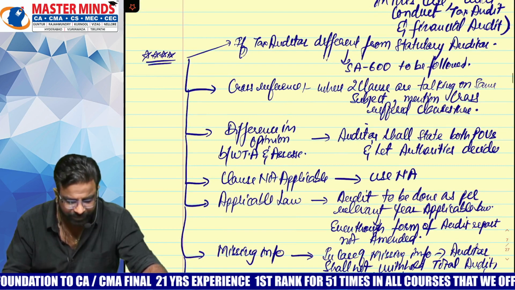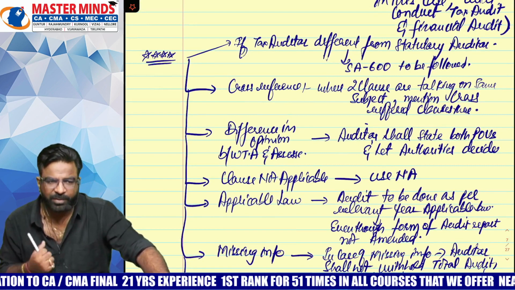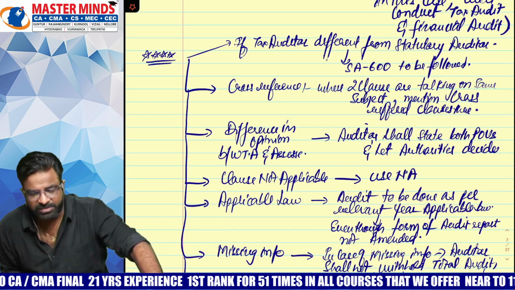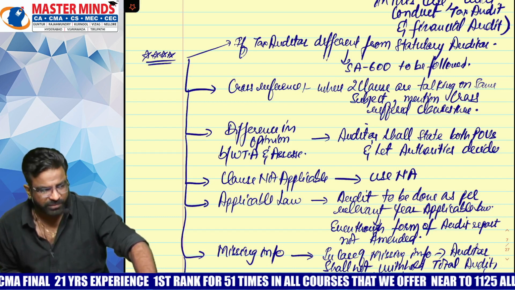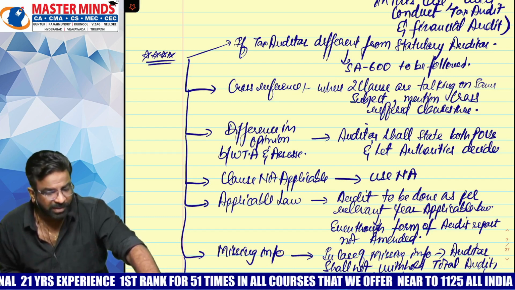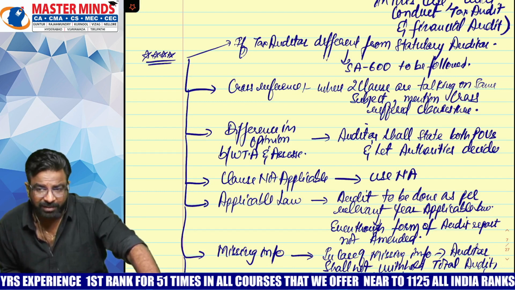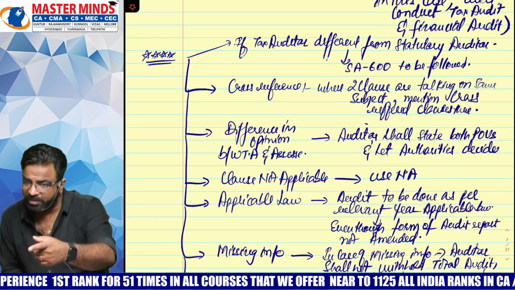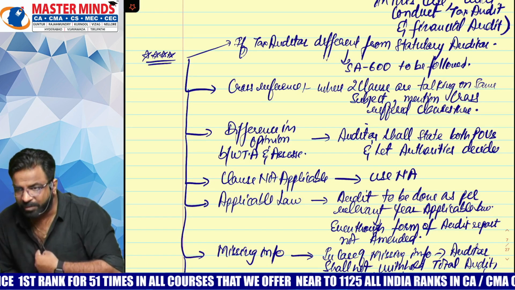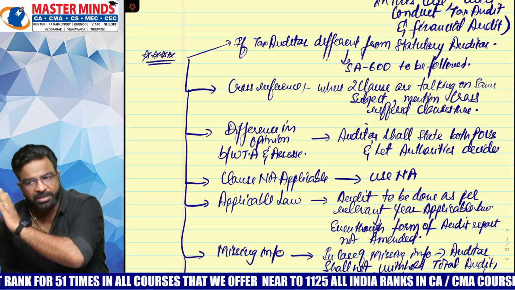What does that mean? As a tax auditor, I have one point of view. Assessee is saying, sorry boss, I won't allow you. First of all, he can't stop me. But at the end of the day, neither am I going to decide you are wrong, nor are you going to decide I am wrong. Let who decide? Authority. Write both points of view.